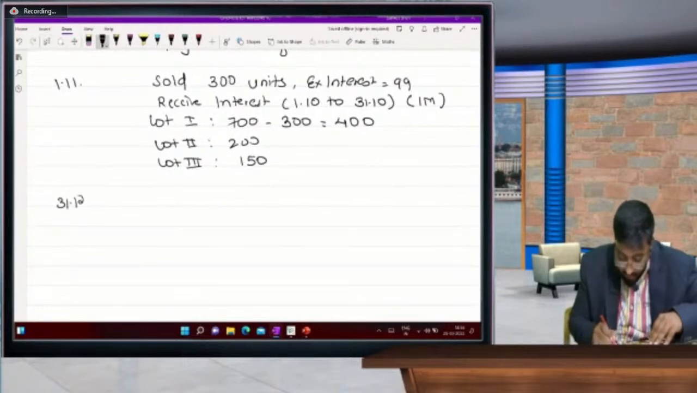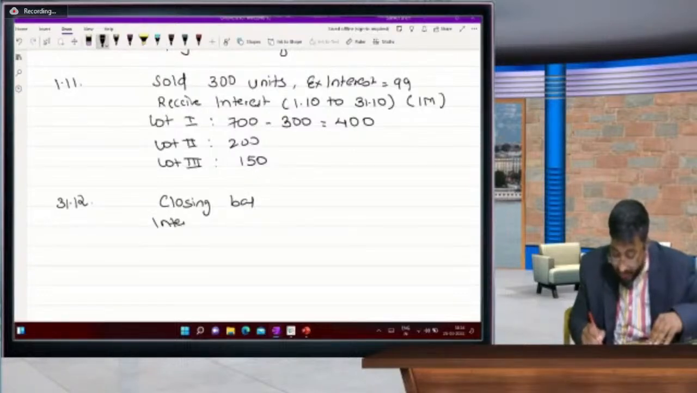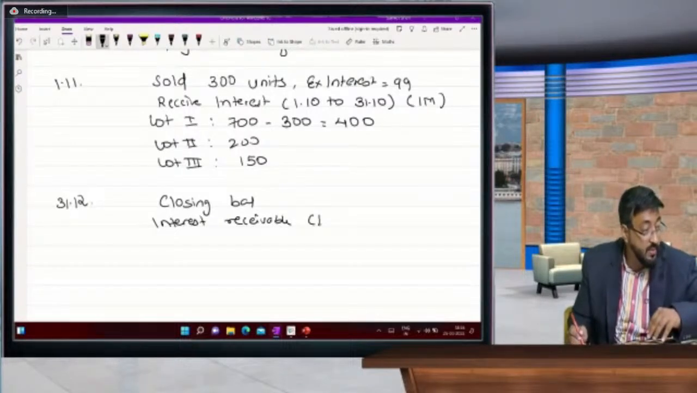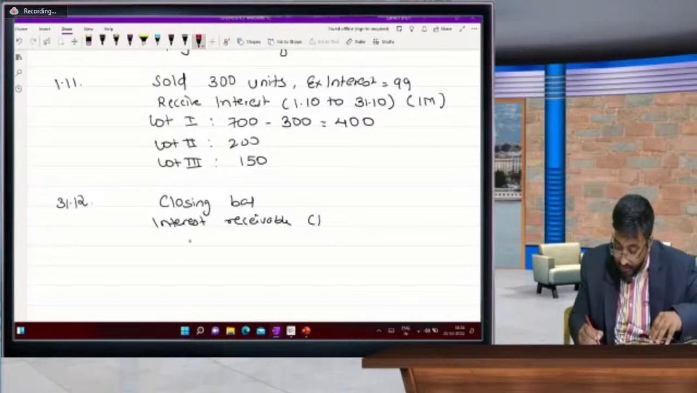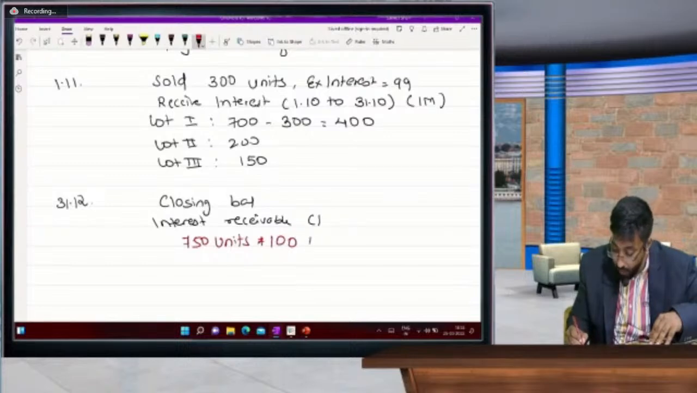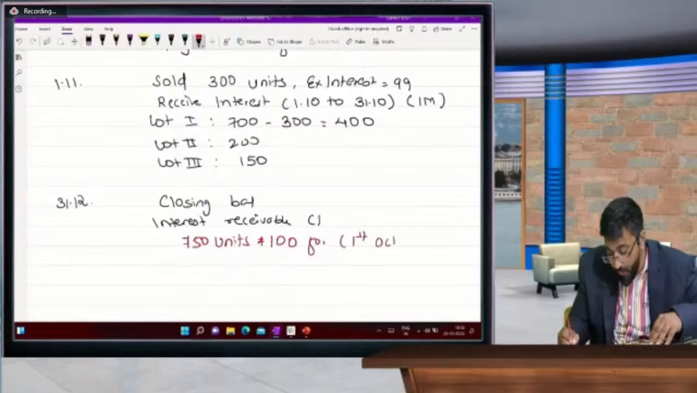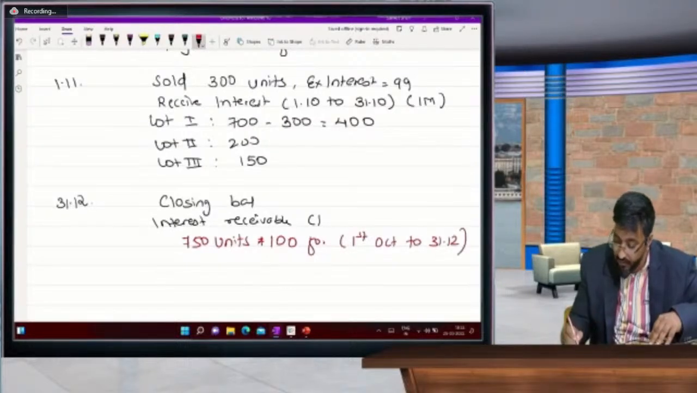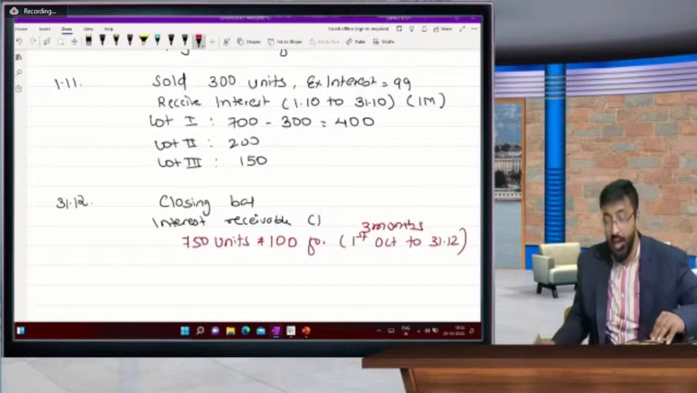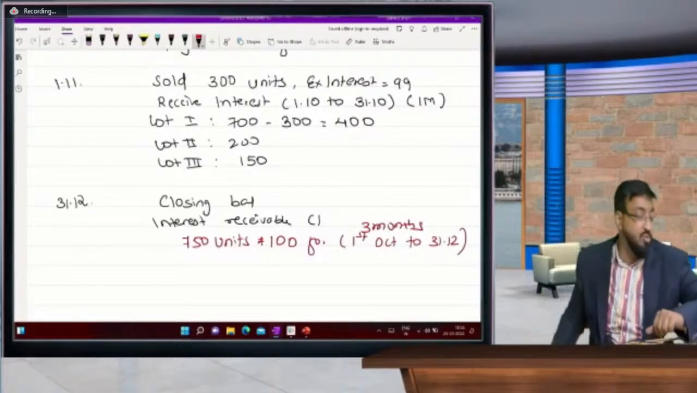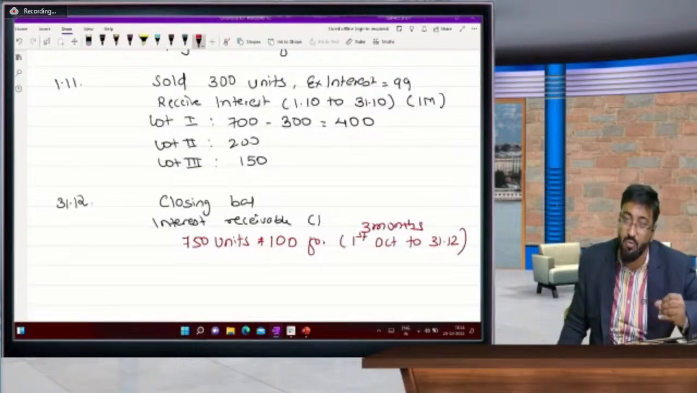And now the last one, 31st December, closing balance. And now interest receivable closing. Why, beta, interest receivable closing? Because of the accrual concept. Very good. Now this is red pen again. 400 plus 200 plus 150, 750 units into rupees 100. And for how many months? 1st October to 31st December. We are closing, 3 months over. And once you get this interest sequence of these transactions, yes, beta, the problem is very easy.